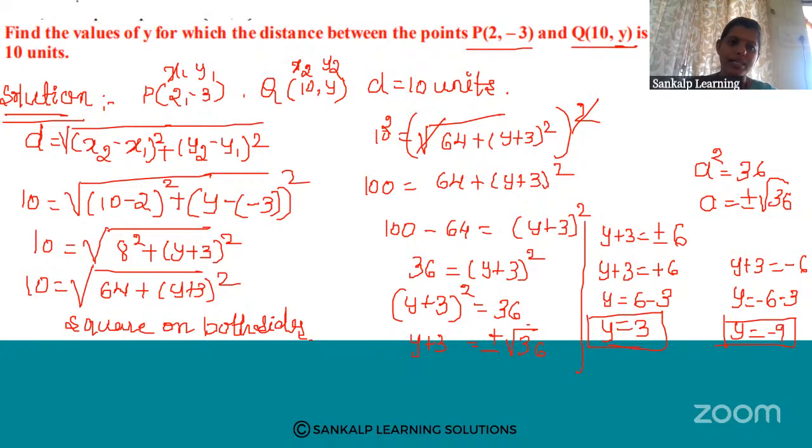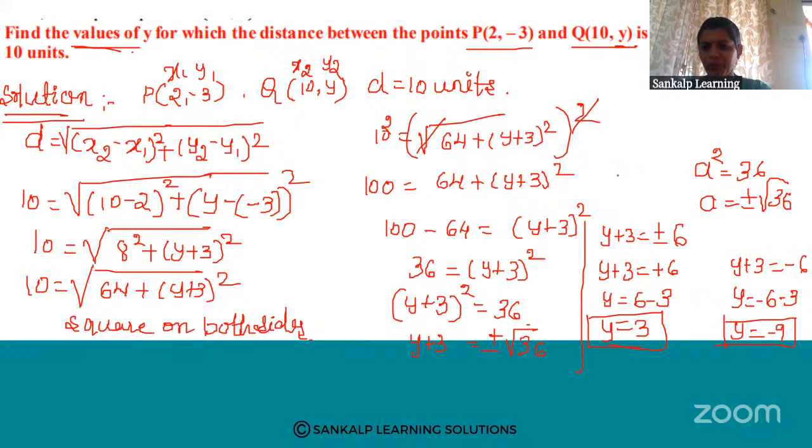So what they have asked in the question is to find out the values of y. So for y, two values are there. One is a plus value and another one is a minus value. So y is equal to plus 3 and y is equal to minus 9. These two are the values of y. Understood? This question can be asked for 2 marks. Now, shall we move to the next question?